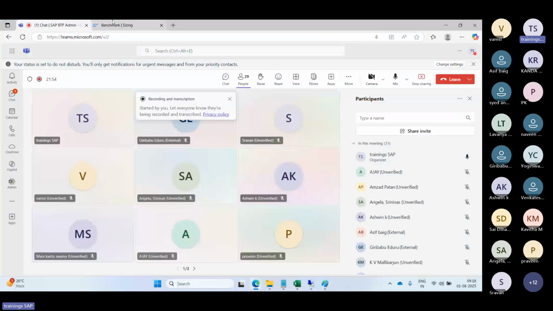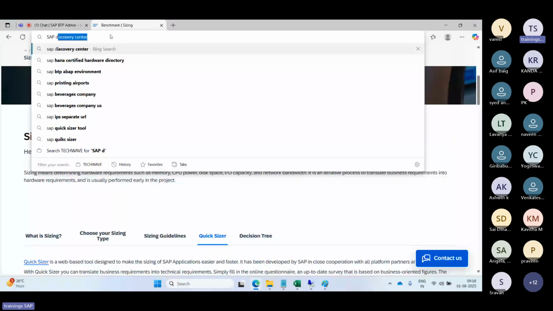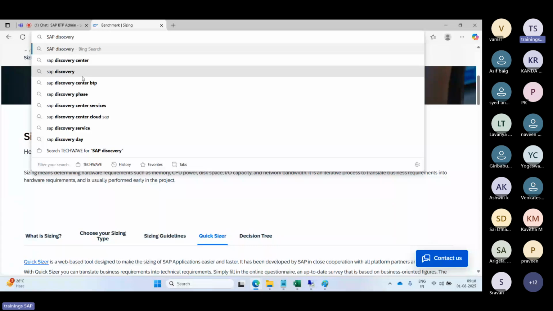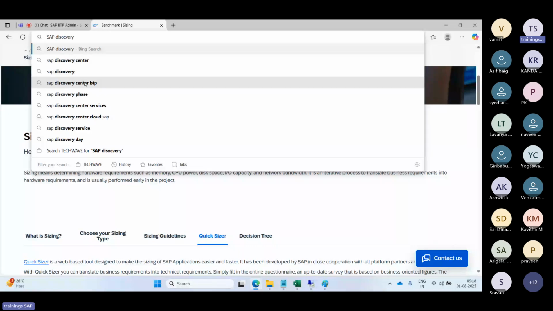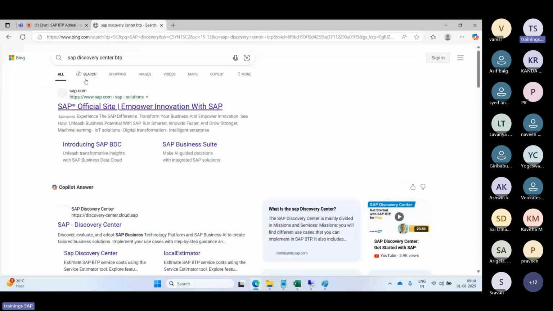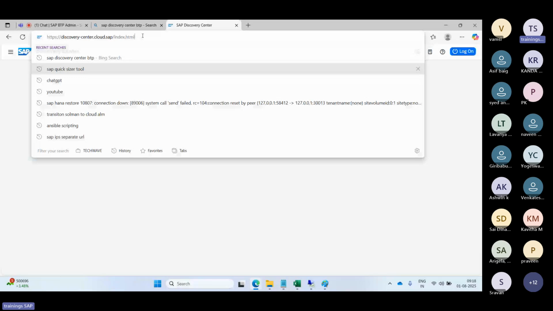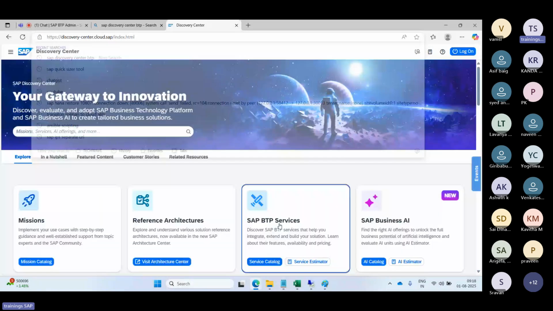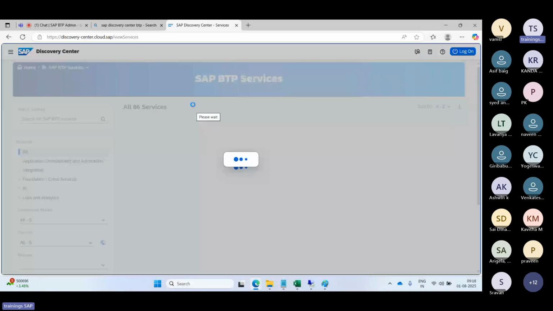All the listed services in the BTP we can see in the SAP Discovery Center. In the Discovery Center, we can see all the listed services, solutions, technologies, tools, and databases, all under one centralized platform called the Discovery Center. So here we can see all the related services, right?